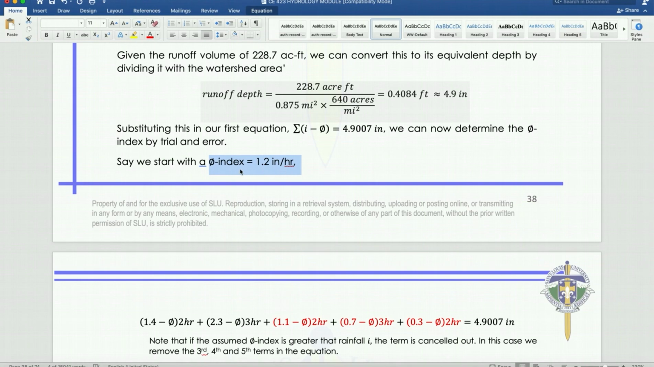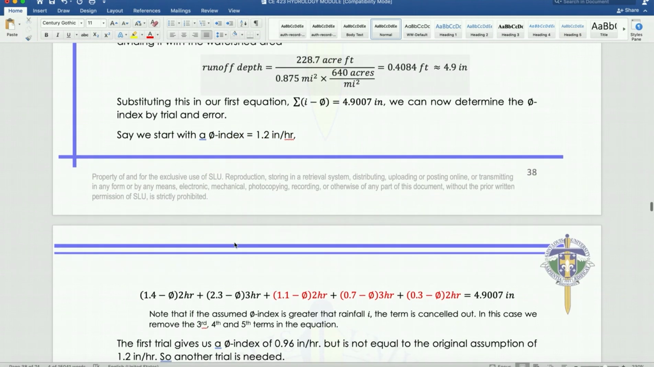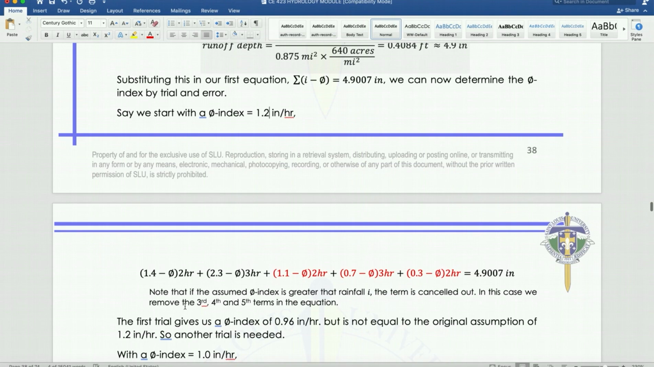Okay? So, let's try 1. So, if I am going to assume 1, I will be inputting the same equation. So, 1.4 minus phi times 2 hours, pwede, because 1 is below 1.4. 2.3 minus phi, okay. 1.1 minus phi times 2 hours, that is still okay. But 0.7 minus 1 is negative, and 0.3 minus 1 is also negative. So, what I'm going to do is exclude these two equations. So, I am going to input these three equations in my calculator, equated to 4.09.